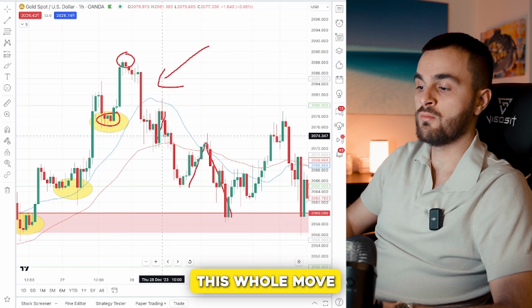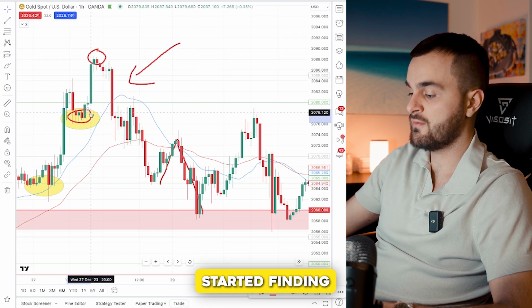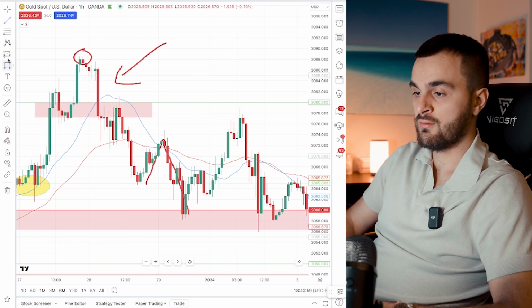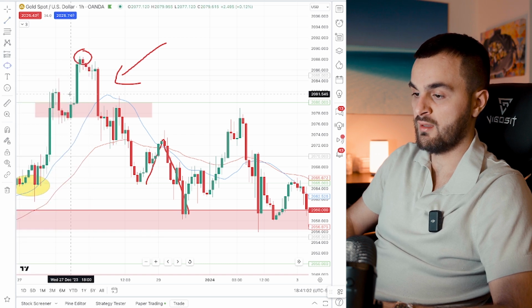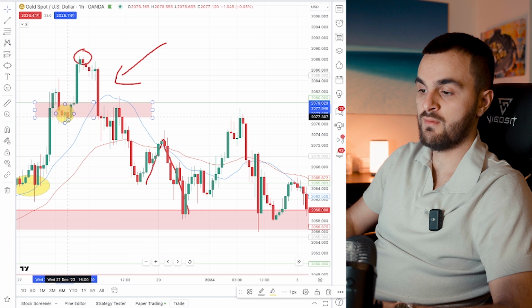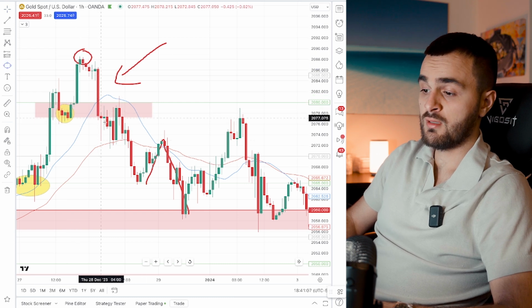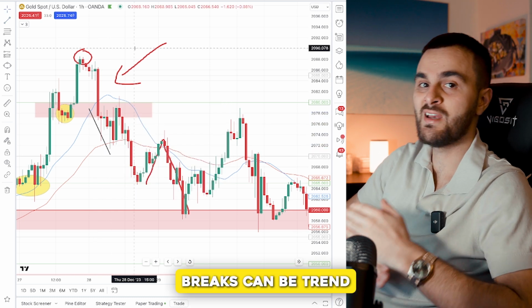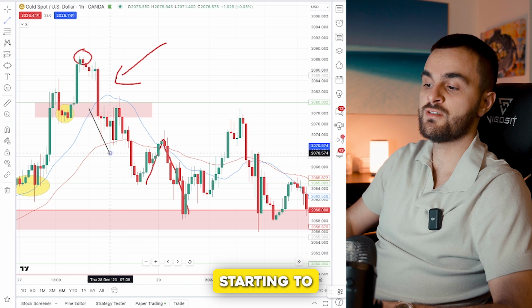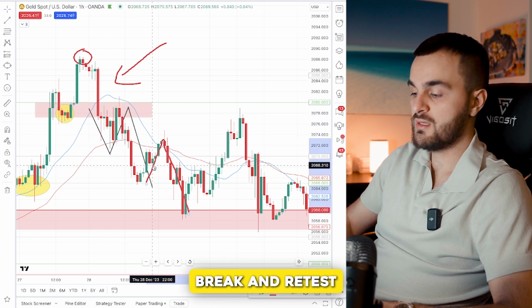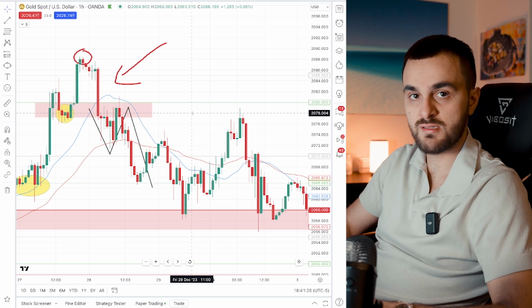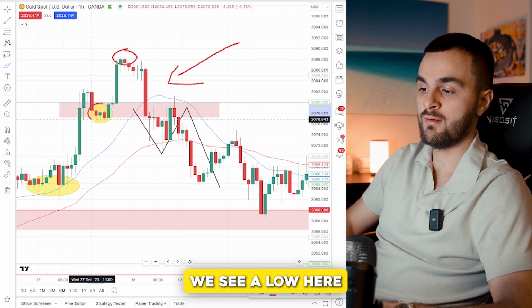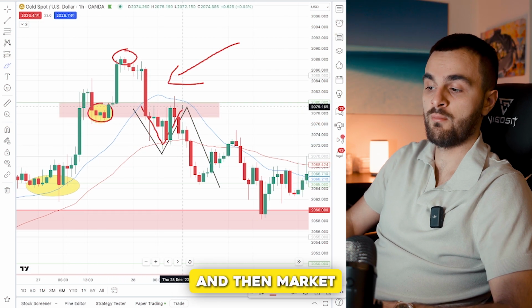You don't even have to catch this whole move, because after the market did this, it started finding some good setups, like break and retest right here. We had a low here that was a part of the uptrend. We broke the low, so we would call this a structure break. Structure breaks can be trend shift signals that we're starting to trend in the other direction. Break and retest is when a support turns into a resistance or vice versa. Or a low, in this case, we see a low here turning into a resistance and then the market continuing down.